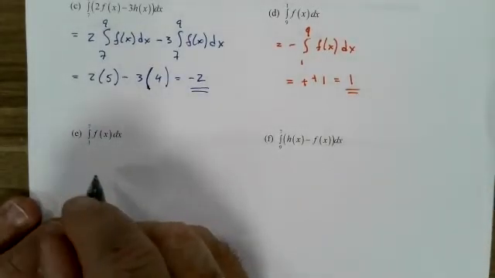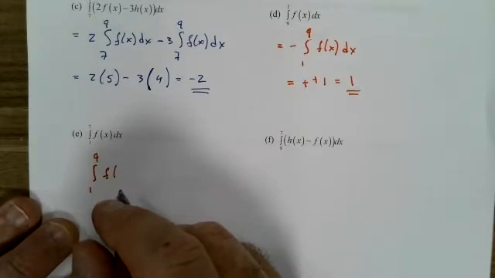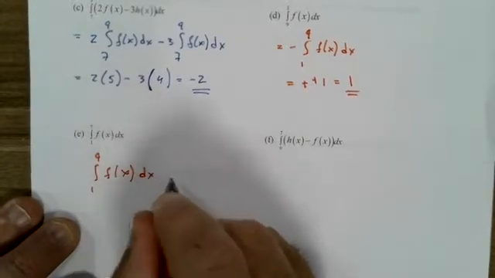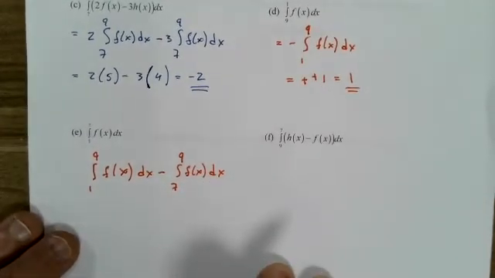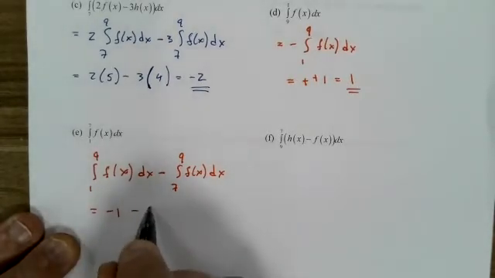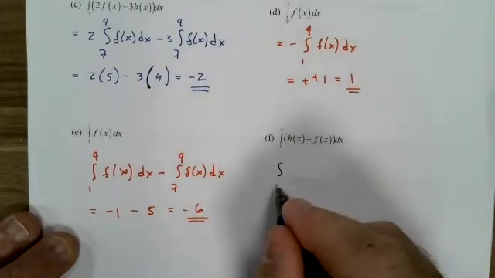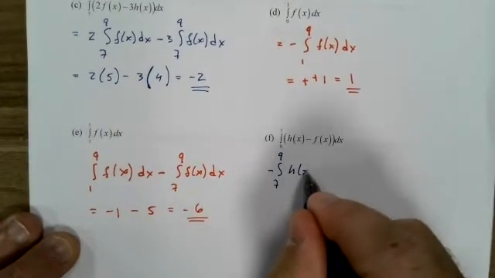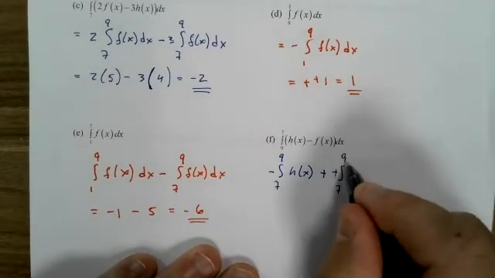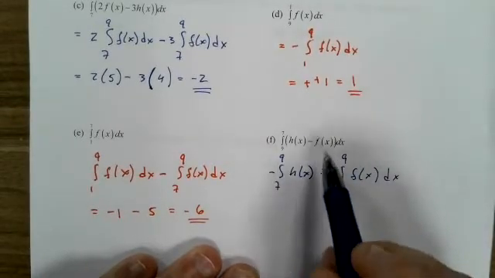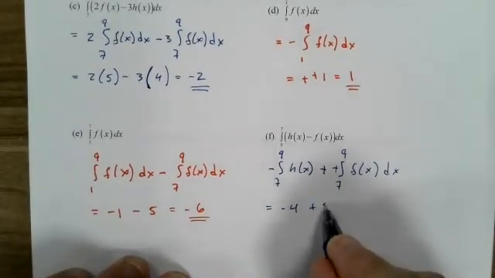1 to 7, we're gonna get a little crazy here. We're gonna go 1 to 9 f of x dx minus integral from 7 to 9 f of x dx. That's going to be -1 minus 5 is going to be -6. Over here, we're going to go integral, and I'll flip this one, 7 to 9 negative h of x plus integral 7 to 9 f of x dx. I flipped it, and when I put the negative, it becomes plus. Equals -4 plus 5 equals 1.